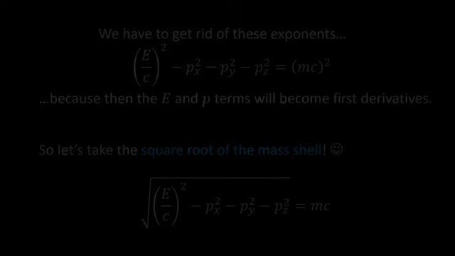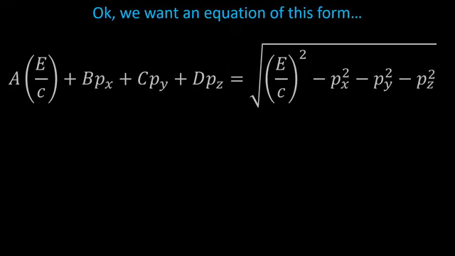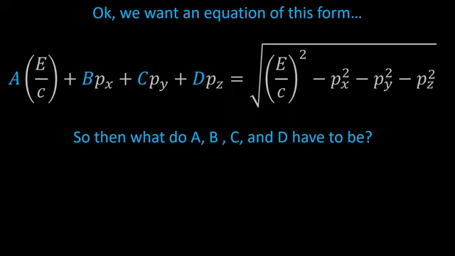And what I mean by that is we're just going to write out the form that we want it to take. So we know we want it to be linear, and so we can write out what we want to have. On the left side of this equation, we have A times energy over the speed of light, plus B times momentum in x, plus C times momentum in y, plus D times momentum in z. And now we're just going to say by fiat that that has to equal the square root of the four-momentum dotted with itself, which is that expression under the square root with the squares of the energy and momentum. And now the question arises, what are A, B, C, and D?